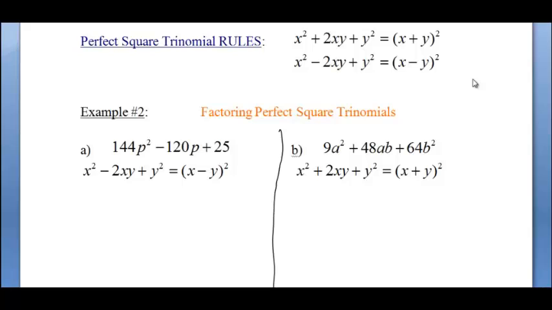Trinomials. Here we have a perfect square trinomial, x squared plus 2xy plus y squared. It can factor to the quantity x plus y squared. Our second, x squared minus 2xy plus y squared, equals the quantity x minus y squared.